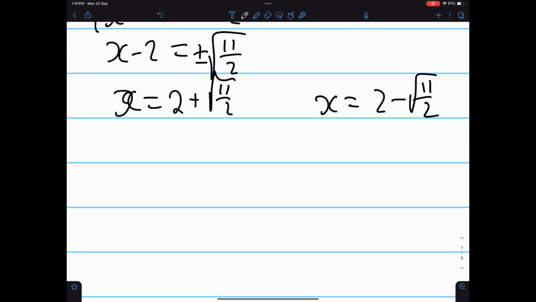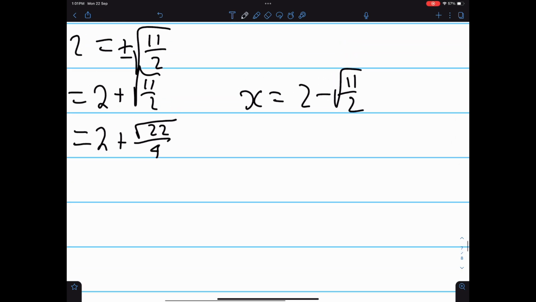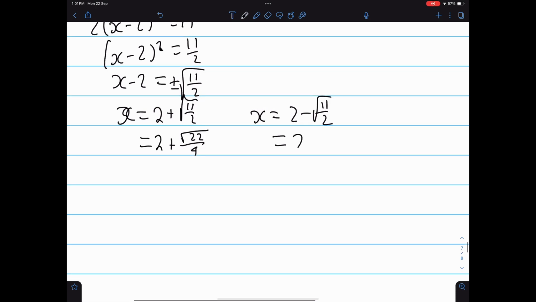Now remember, we can rationalise this denominator. So that would make this 2 plus root 22 over 4, because we're multiplying by root 2 over root 2. And this would be 2 minus root 22 over 4.